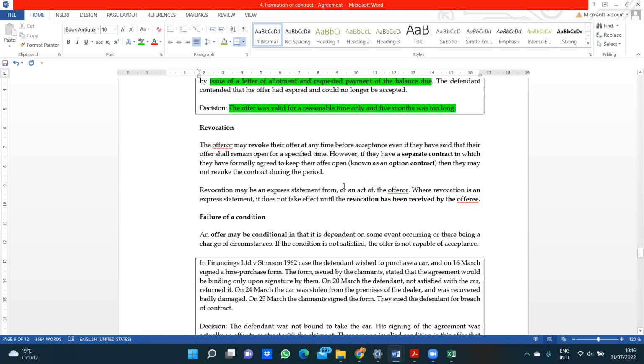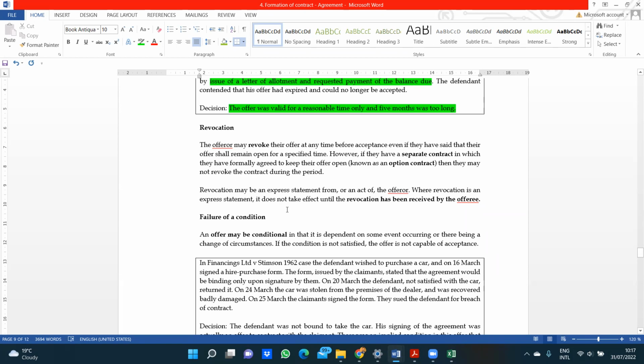Revocation. The offerer may revoke their offer at any time before acceptance, even if they have said that their offer shall remain open for a specified period of time. However, if they have a separate contract in which they have formally agreed to keep their offer open, known as an option contract, then they may not revoke the offer during that period.